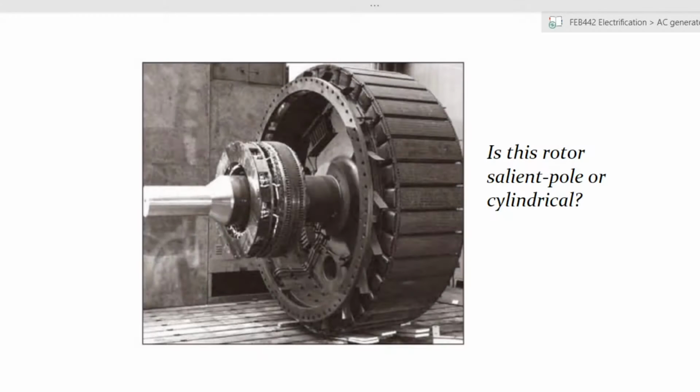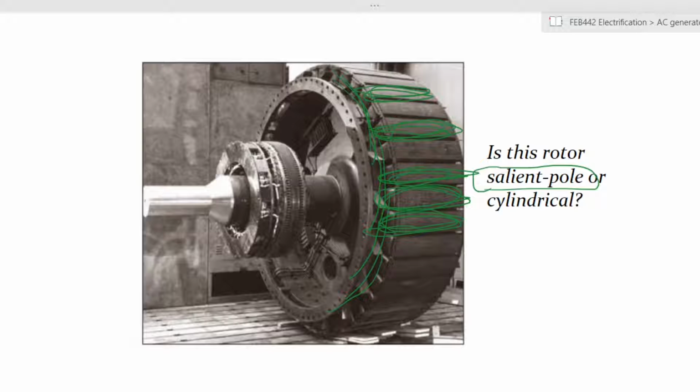This is actually a salient pole motor. Salient because you have these projections on the surface of the rotor. These projections form poles themselves. If you were to have a cylindrical rotor, you would have the windings going along the surface, and you would see them moving from one side to the other.